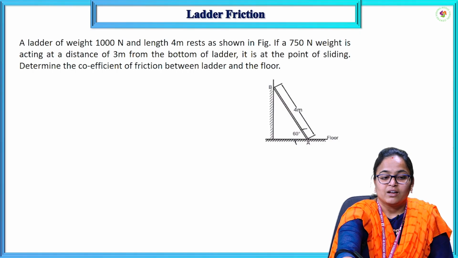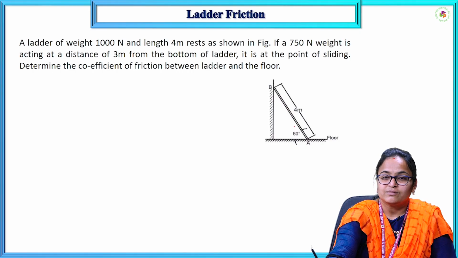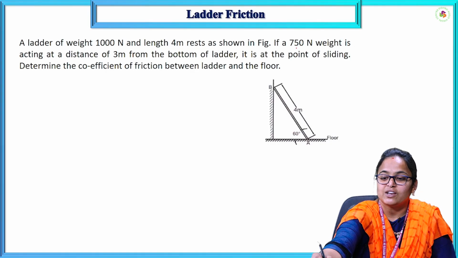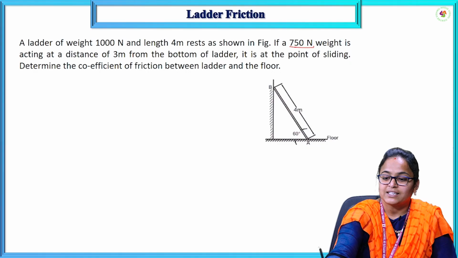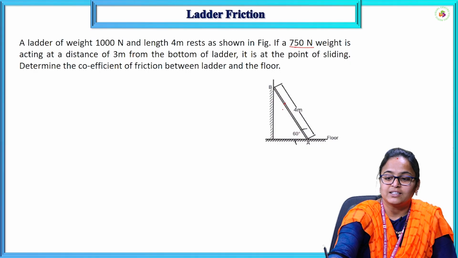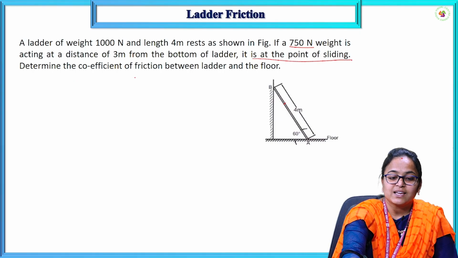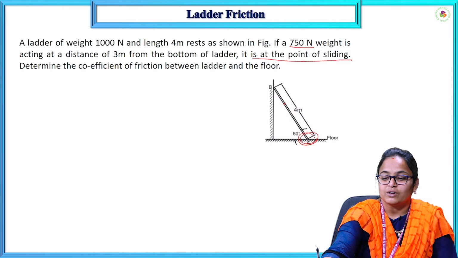So, there is a ladder of weight 1000 newtons, and the length of the ladder is 4 meters. An additional weight of 750 newtons is acting at a distance of 3 meters from the bottom of the ladder. At this location, there will be a sliding action of the ladder, as mentioned in the question. Now they are asking us to determine the coefficient of friction between the ladder and the floor at this point A.